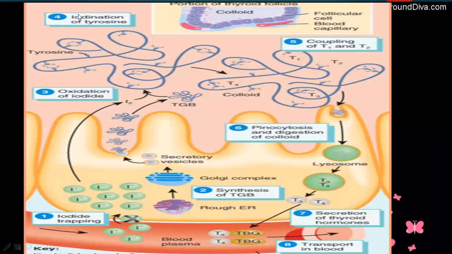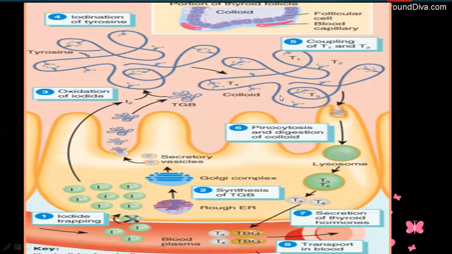This is about the fourth step. Next, coming to the fifth step, that is coupling of T1 and T2. In the fourth step, we found that there will be T1 and T2, meaning iodination of tyrosine. If one iodine atom is attaching to the tyrosine, that is T1. T1 is formed. And if two are attaching, that is diiodotyrosine.